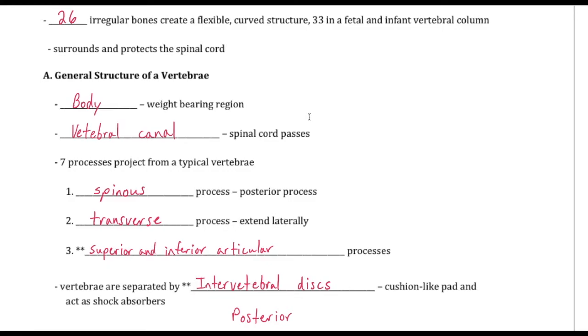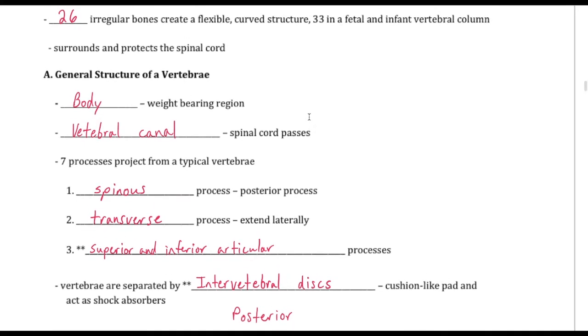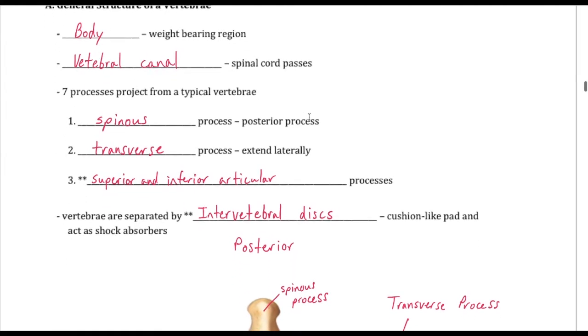So the general structure of vertebrae is we have the body. This is going to be the weight-bearing region of our vertebrae, and we'll see a picture here in a second. We have our vertebral canal, which is where the spinal cord passes. We also see that as what we call the vertebral foramen as well. And this is kind of like where the foramen magnum is, where the spinal cord passes through. This is where the spinal cord is going to pass through each individual vertebra.